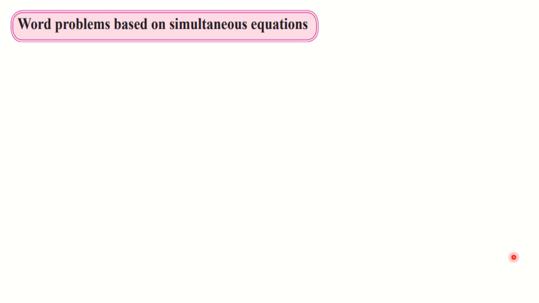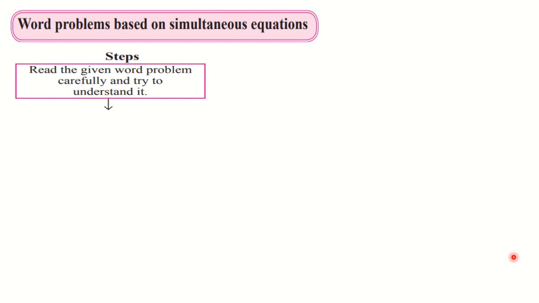Okay, as a flow chart I am showing you the steps. The very first step is what? Read the given word problem carefully. You have to read the question once, you have to read the question twice till you understand it, because if you understand it better, then only you can form the equations.